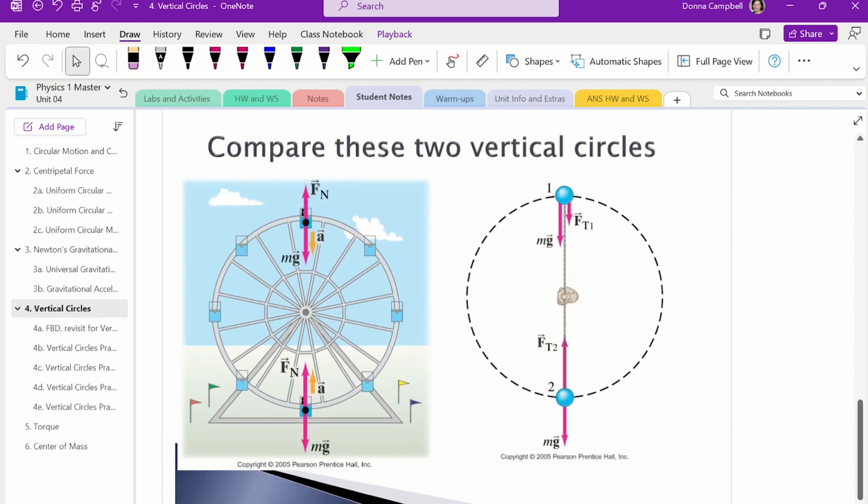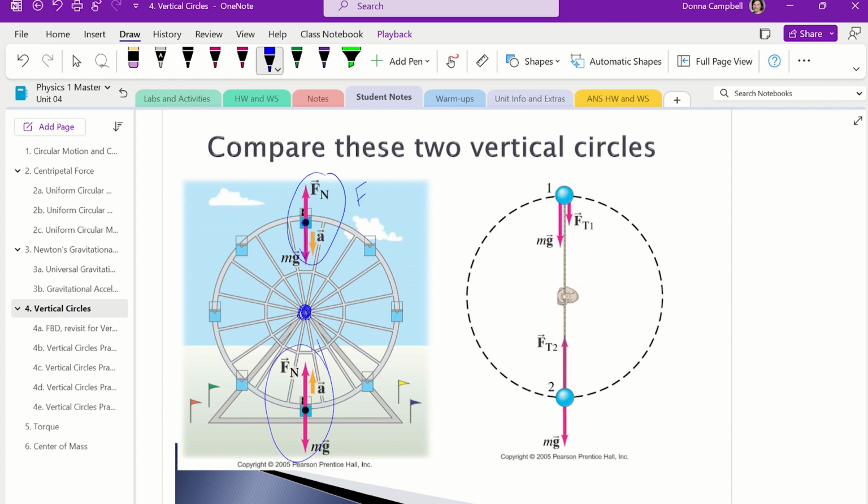Now, a little bit different is if you have a Ferris wheel. So if a Ferris wheel, your normal is always up and your weight is always down, and it kind of alternates because this is the center of the circle. At one point, it's the normal force giving you the centripetal force. At the top, it's your weight giving you the centripetal force.